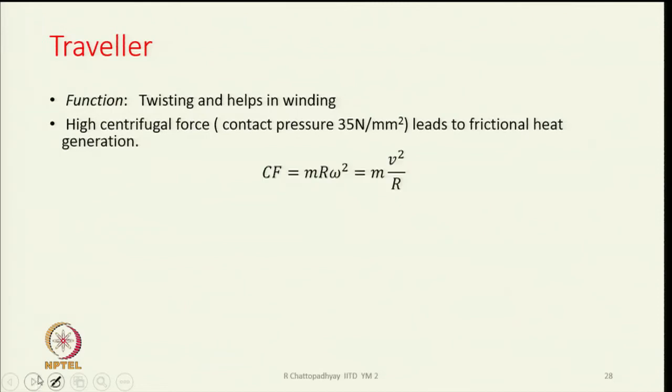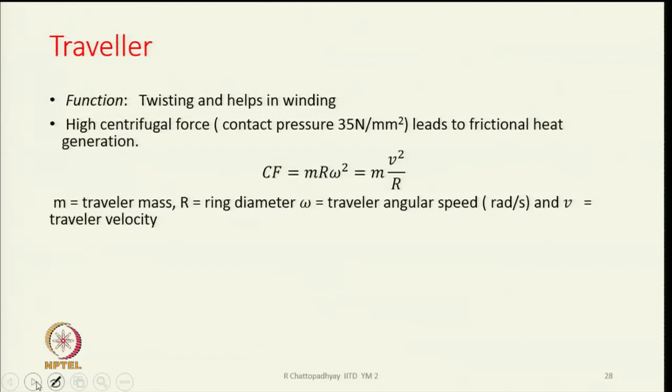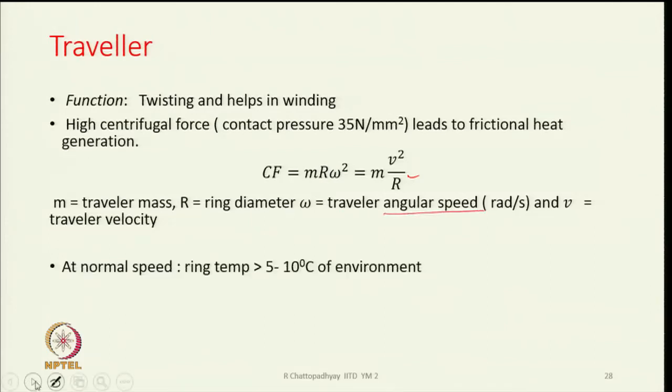High centrifugal force acts on it. The contact pressure between traveler and ring can go to the order of 35 newton per millimeter square. It is a huge pressure. Per millimeter square it can go to 35 newton, and 35 newton is close to how much? Almost 3.5 kg force. Very, very high pressure, and therefore a lot of frictional heat is generated because of the centrifugal force, and the force is a function of traveler mass, ring diameter, and the angular speed or velocity of the traveler. We can express centrifugal force as m r omega square or m v square by r.